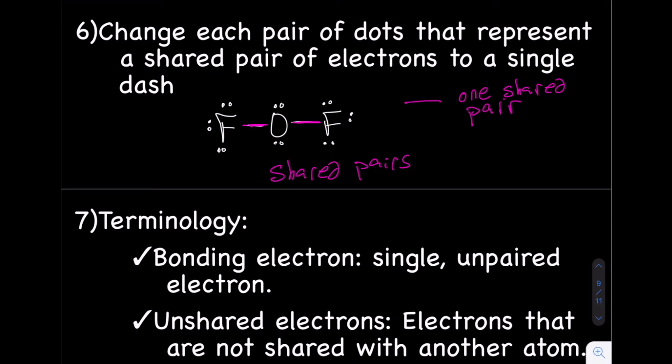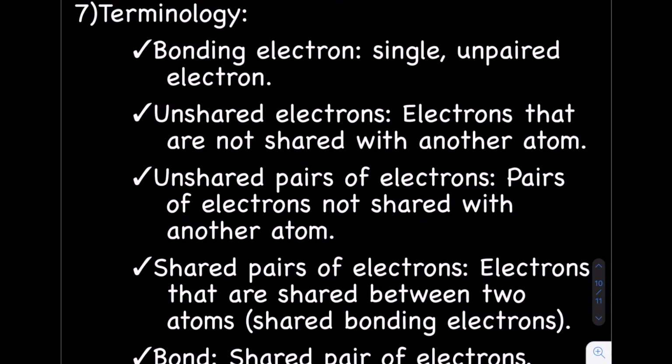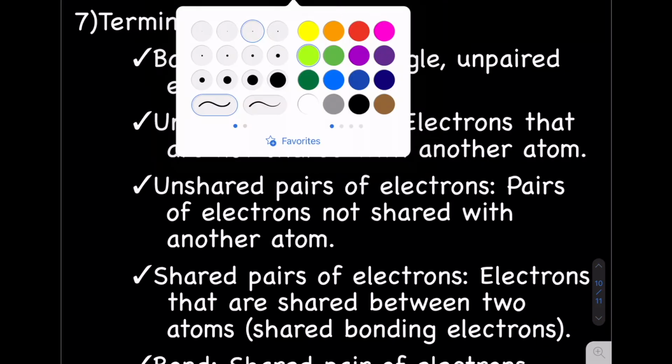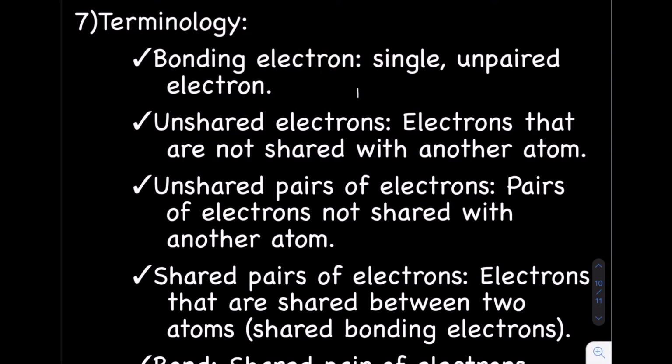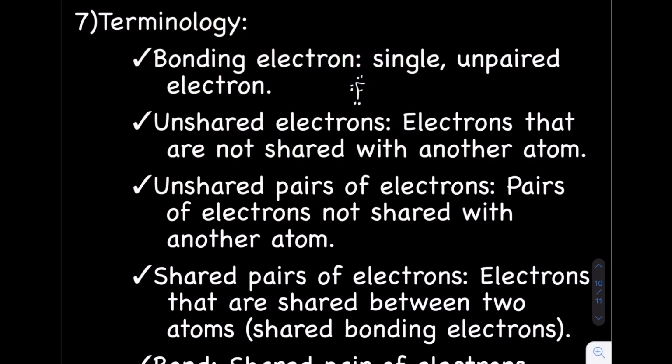I want to go through real quick a list of terminology, most of which I already went over, just to be on the safe side, and that you have everything down, and then we'll do one more practice problem. So a bonding electron is a single unpaired electron. For example, let's use that F again. That green one is a bonding electron.